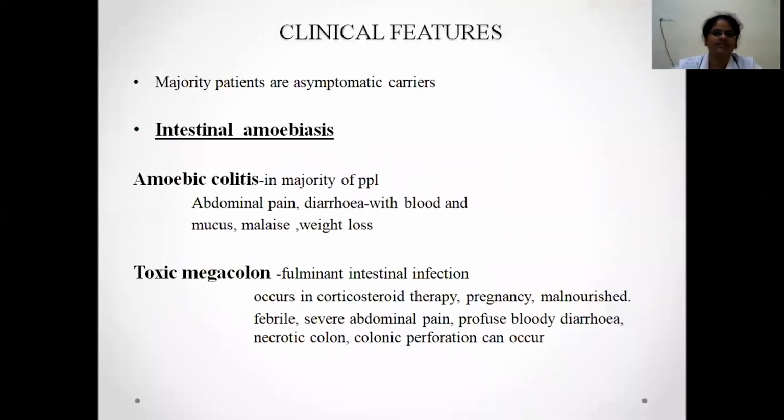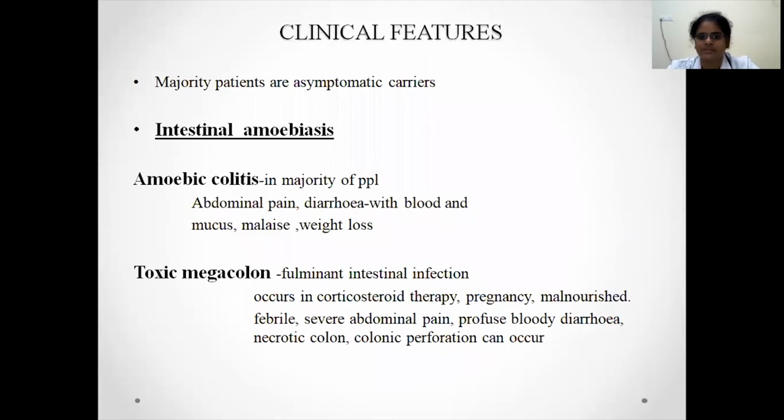Next, coming to the clinical features. The most important thing to be remembered over here is that the majority of the patients are asymptomatic carriers. The range of clinical syndromes will be from intestinal amoebiasis to extraintestinal amoebiasis. What are all the things which can be seen in intestinal amoebiasis?